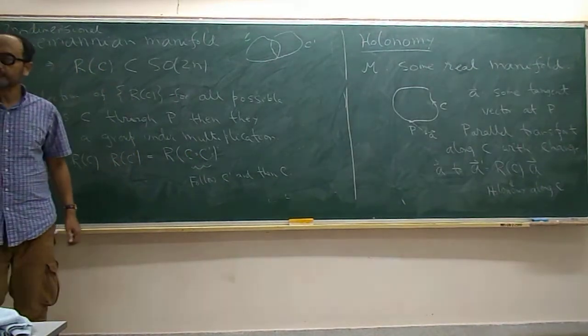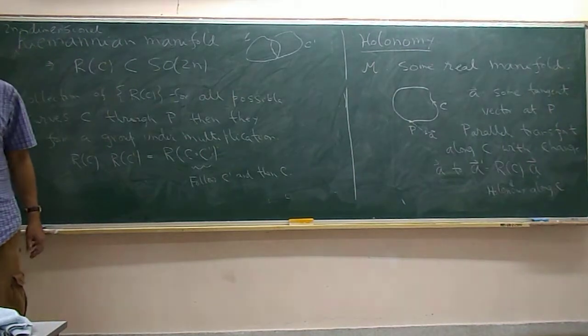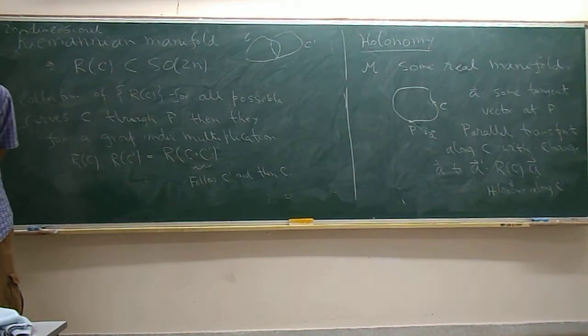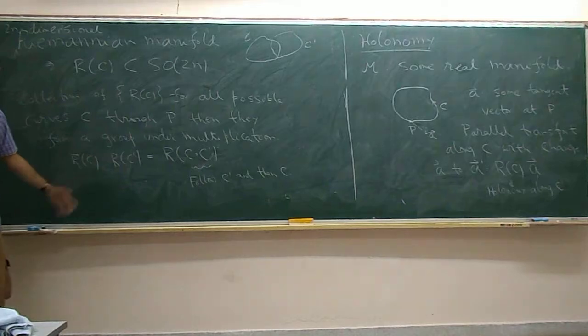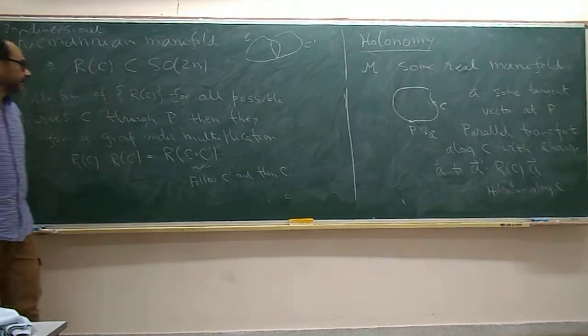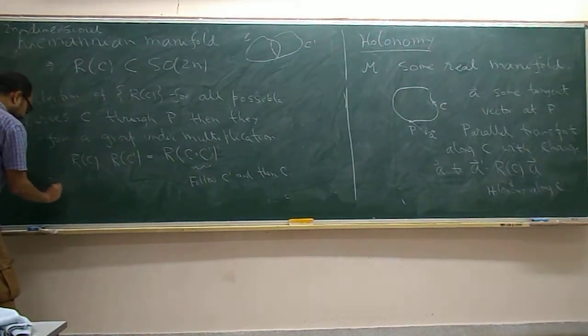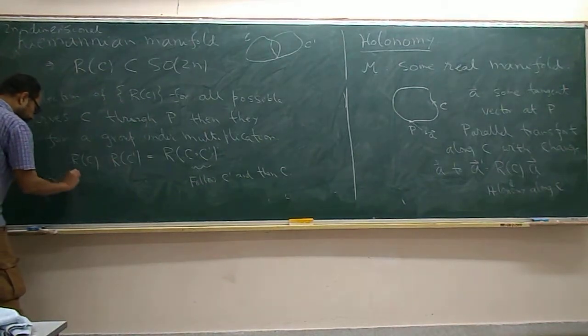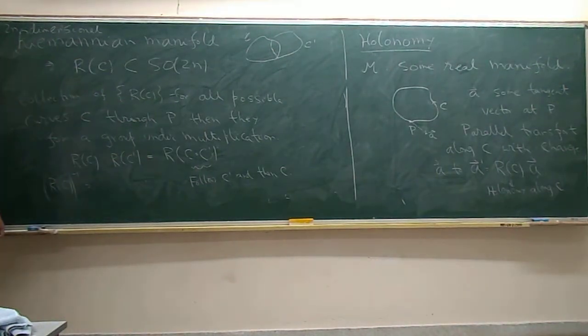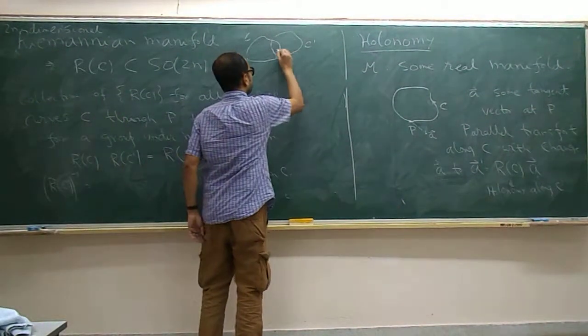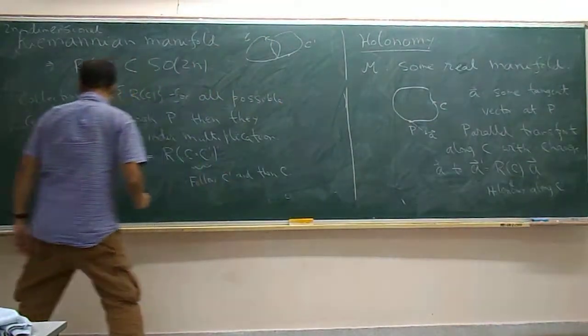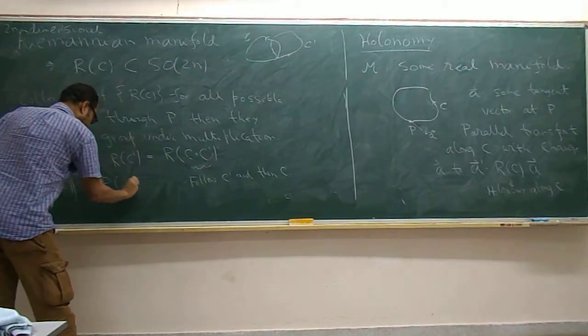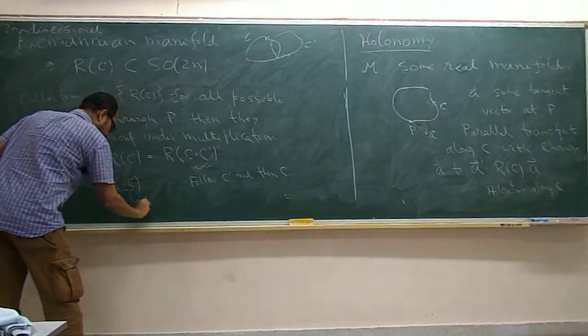This is a subgroup of S of 2n. It will obviously be a subgroup of S of 2n because each RC belongs to S of 2n. We also have to show the inverse, right? What is the inverse in this case? So RC inverse is going backwards, right? So these are oriented. So I'll call this R of minus C. So minus C will mean C in opposite orientation.